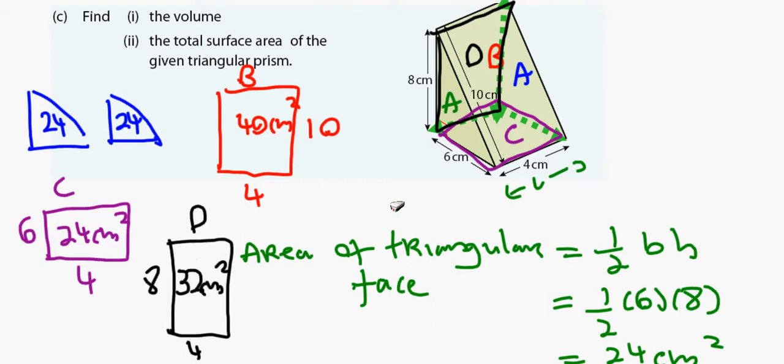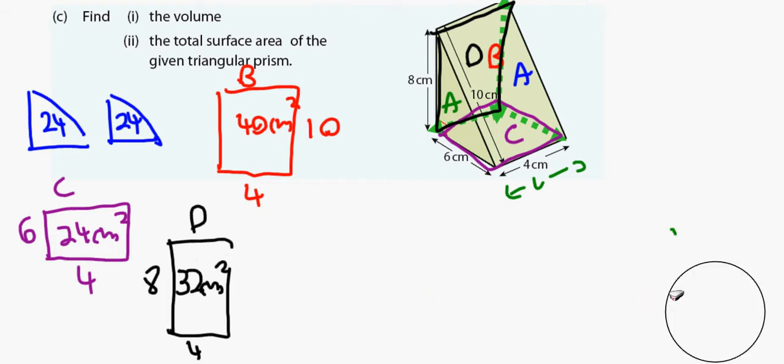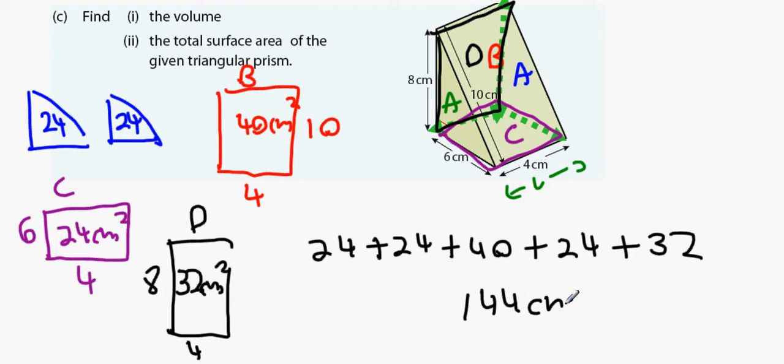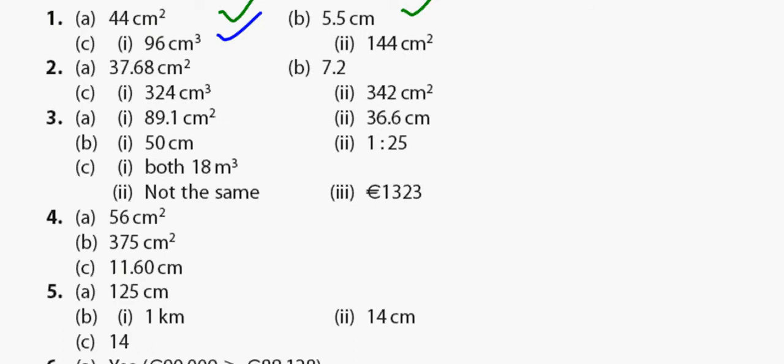Okay, so what's going to happen next is we're going to add them all up together. So we're going to get two 24s for the triangles, a 40 for the red rectangle, a 24 for the base rectangle, and 32 for the rectangle at the back. We're going to add them all up together, and what we're going to get is 144 centimeters squared, which is exactly what we're looking for, which is perfect. Okay, so we're correct so far. Now, time to move on to question 2.